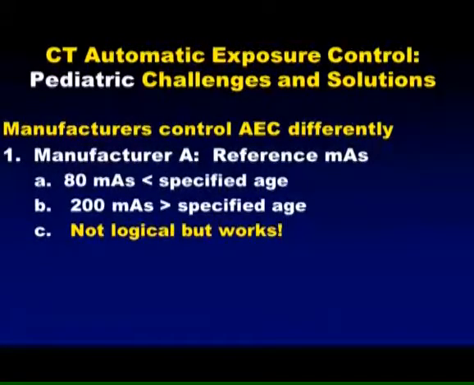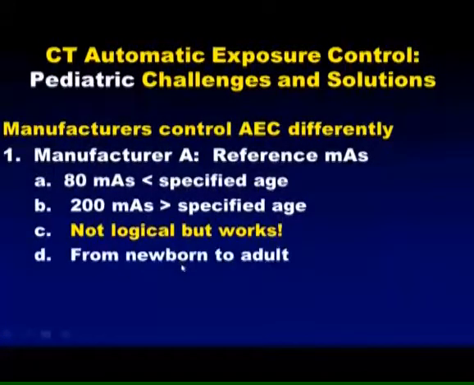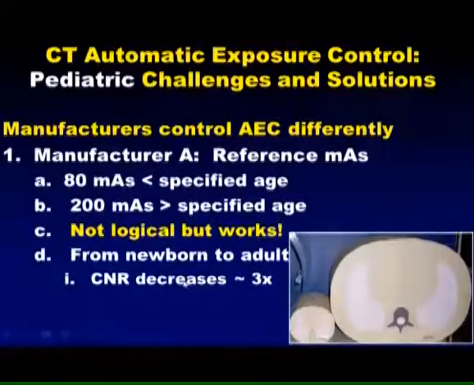They have CareDose 4, and basically they specify a specific age of a patient, and if the patient is less than this size, you use a reference mass of 80, and if they're greater than this size, you use a reference mass of 200. And there's nothing in between. And you say, how does this work? Well, it does work because of a lot of things going on behind the scenes, all the way from newborns to adults. And this gives us a clue about something that's very important.